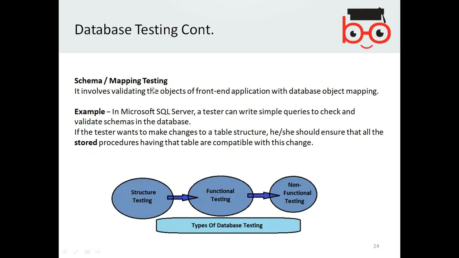Schema or mapping testing involves validating the objects of the front-end application with database object mapping. So basically what happens, you do the structure testing, that is how the tables and individual components are made structurally. Then you test as a whole, how the function is giving you the full result, and then you do the non-functional testing, like whether the whole application is sustainable, whether it is faster or slower, in this way.